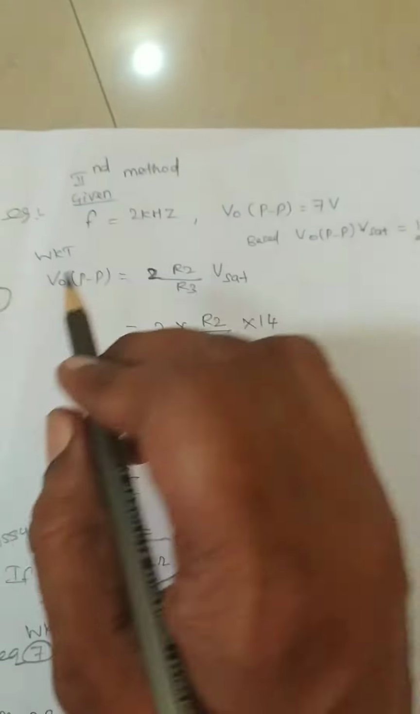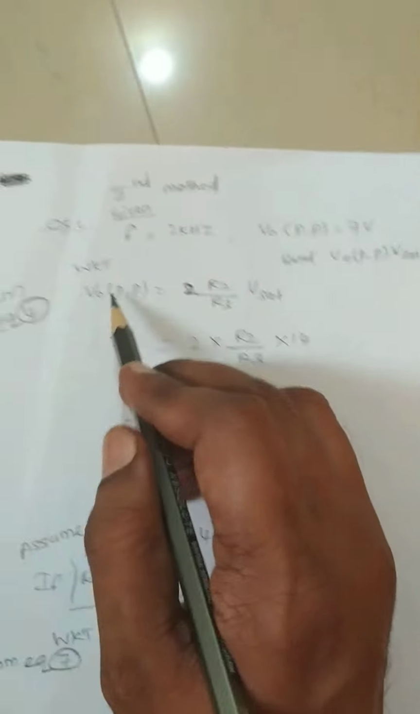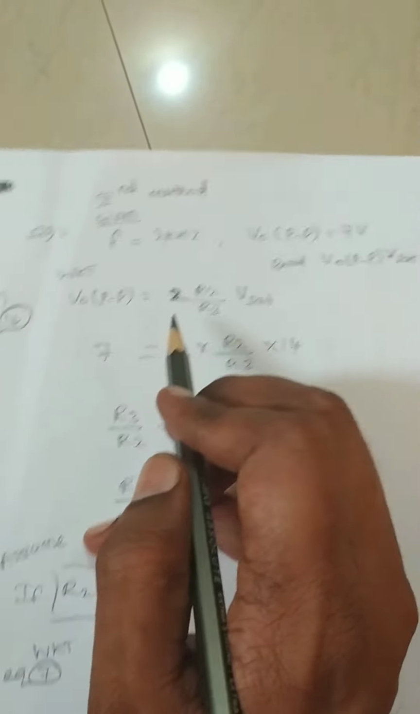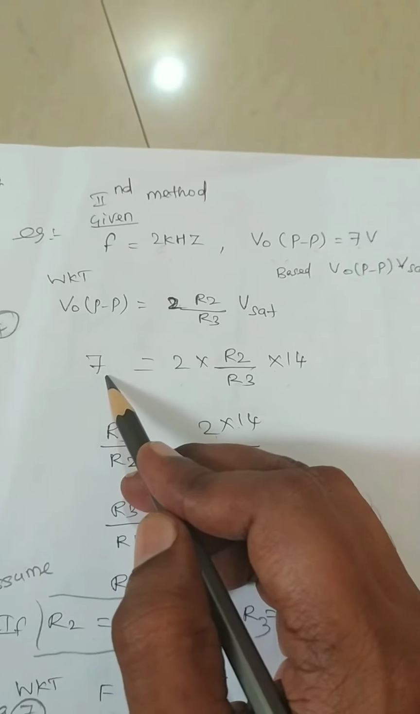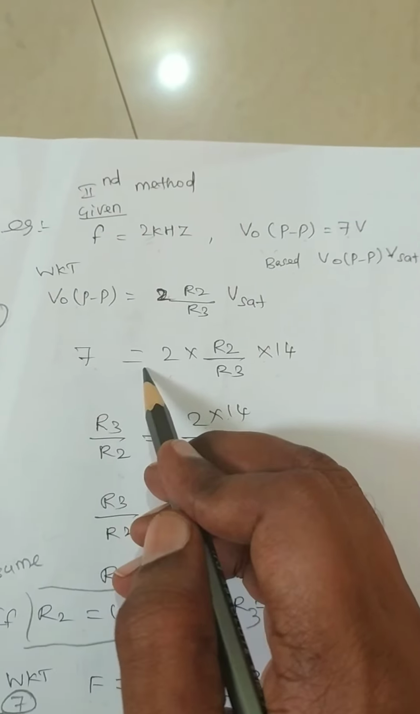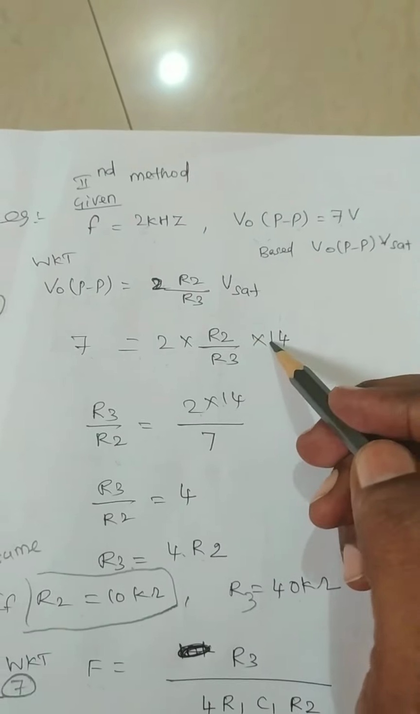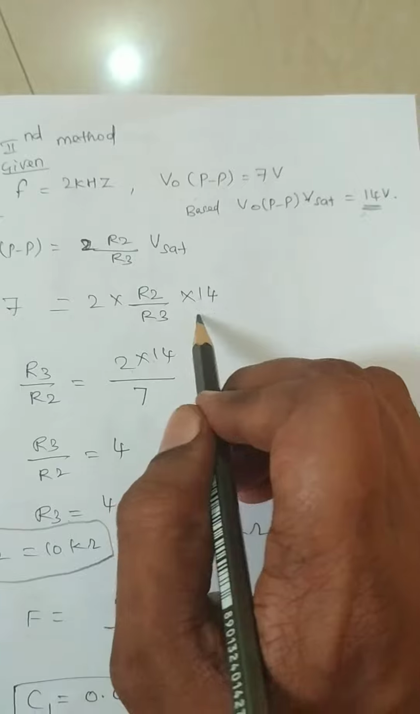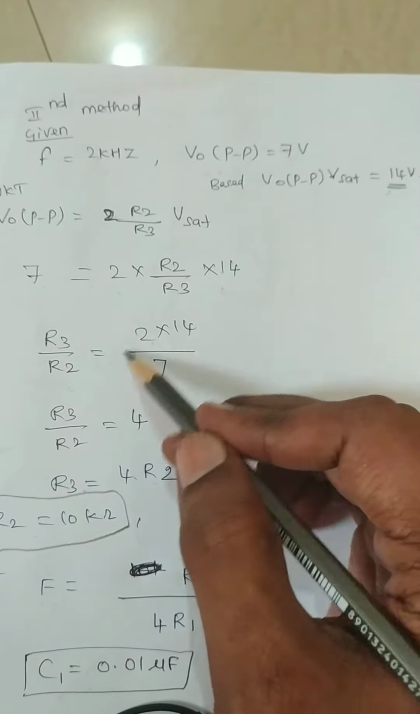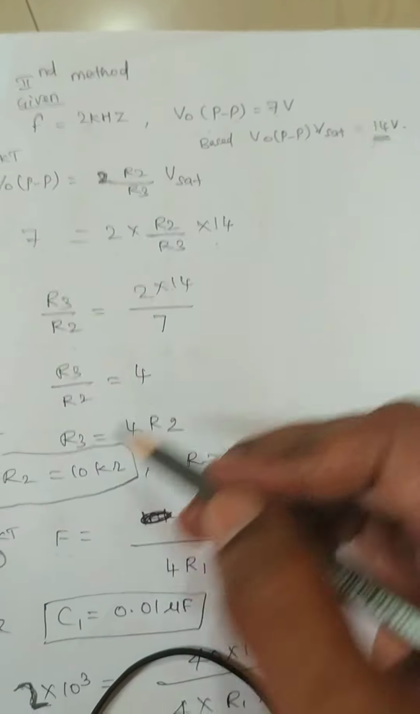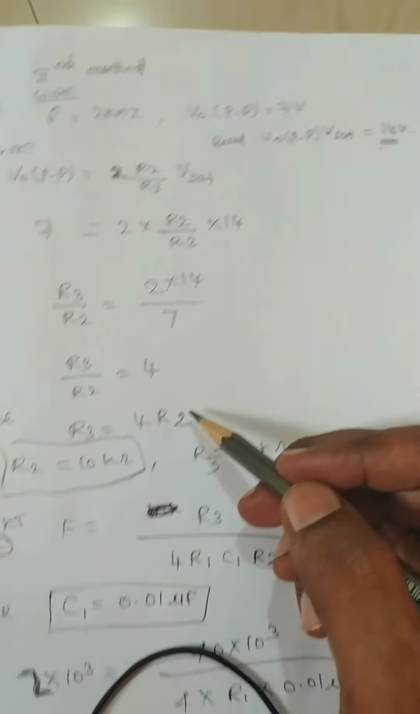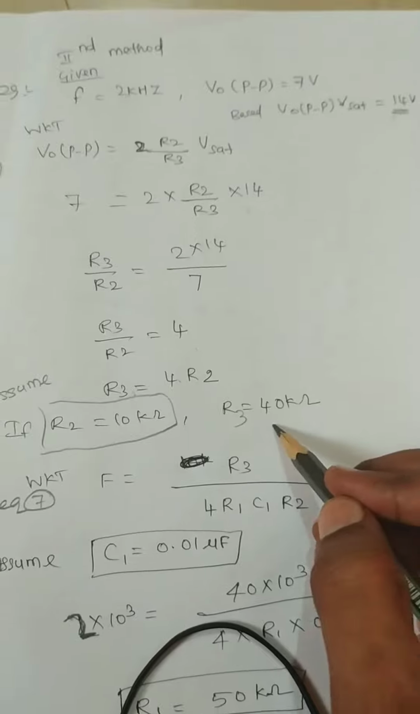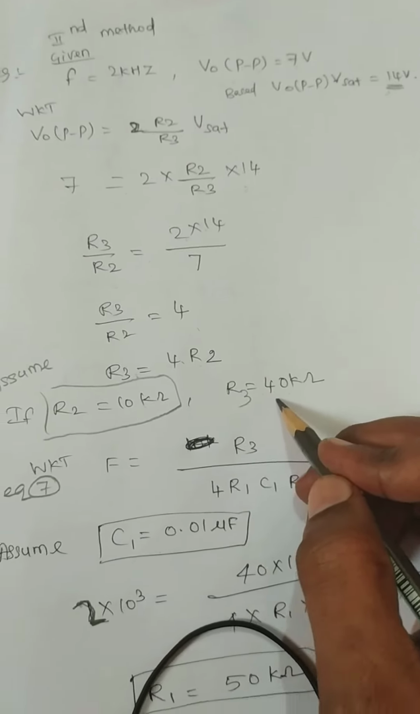The V naught peak to peak formula we know from equation 4 is 2R2 divided by R3 times VSAT. So V naught peak to peak is given as 7 volt, equal to 2 times R2 divided by R3 times VSAT, and based on this value I consider VSAT as 14. So R3 by R2 is equal to 4, R3 equal to 4 times R2. Suppose we assume R2 is 10 kilo ohm, then R3 you can get is 40 kilo ohm.